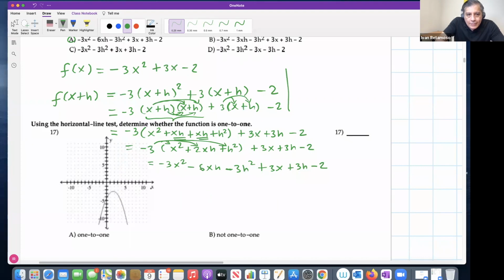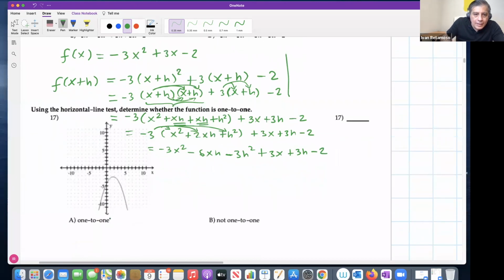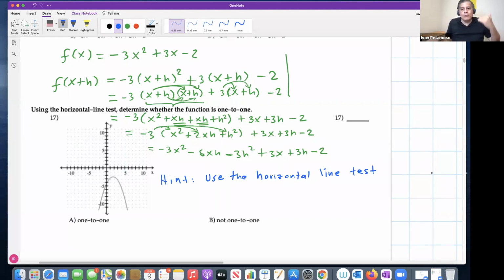All right, great. Using the horizontal line test, determine whether the function is one-to-one. Is this function one-to-one? Hint, remember, to determine if a function is one-to-one, you must use the horizontal line test, right? This serves to determine if a function is one-to-one, or equivalently, if a function is invertible, right? If it has an inverse function.